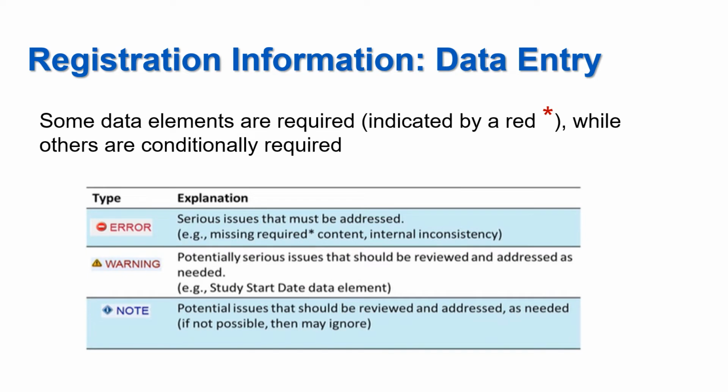Some data elements are required, as indicated by a red asterisk, while others are conditionally required. For example, there are 3 basic types of system notices regarding data elements that may need to be corrected. Error is a serious issue that must be addressed before submitting your study for PRS approval. Warning is a potentially serious issue that should be reviewed and addressed as needed. And finally, note is a potential issue that should also be addressed as needed.